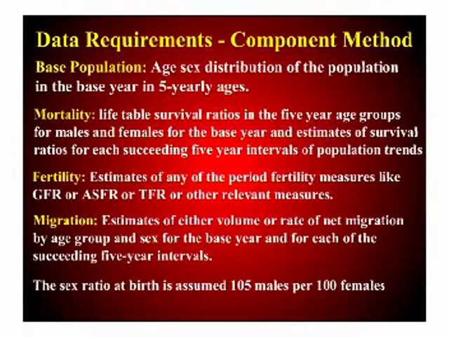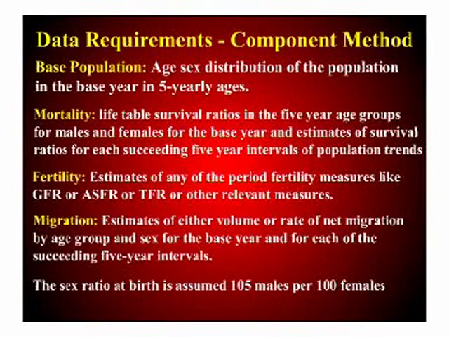Number 1, age sex distribution of population in the base year. Number 2, age specific mortality rates or lifetime survival ratios in the projection period for males and females separately, for the base year, and estimates for the year for which a projection is to be made.